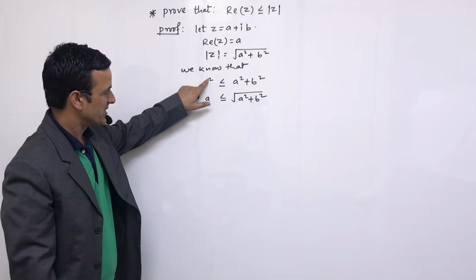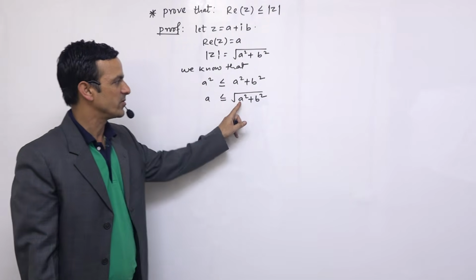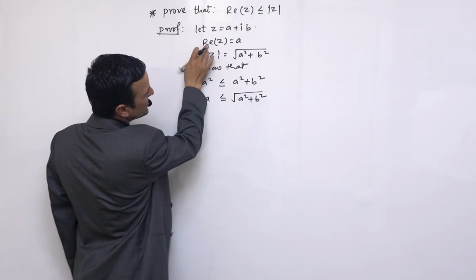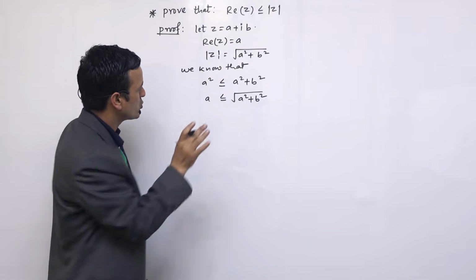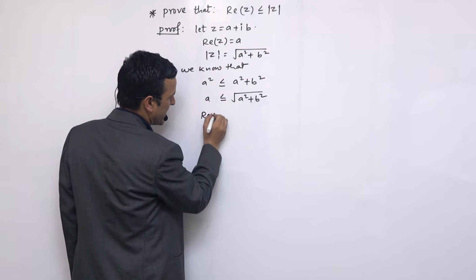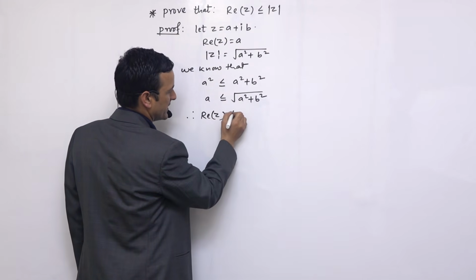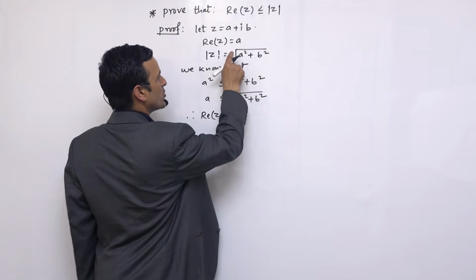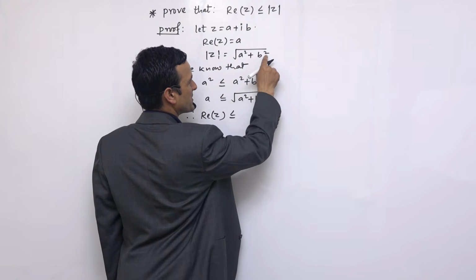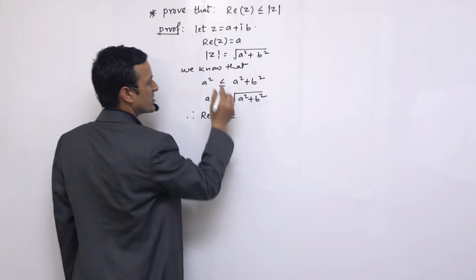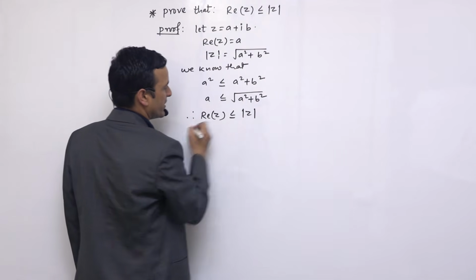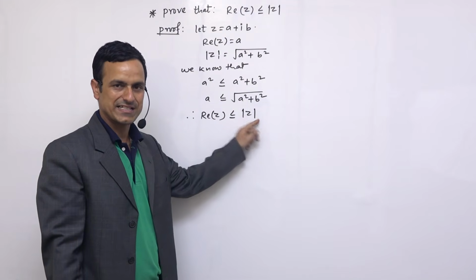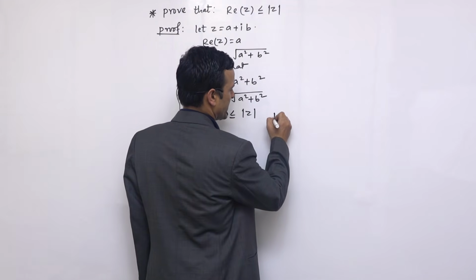If we remove this square, then it will be a square root. Then what is a? This a is the real part of z. So in the place of a, we can write real part of z is less than or equal to modulus of the square root of a squared plus b squared. What does the root of a squared plus b squared mean? It means modulus z. So write down modulus z. In this way, real part of z is less than or equal to modulus z. So hence it is proved.